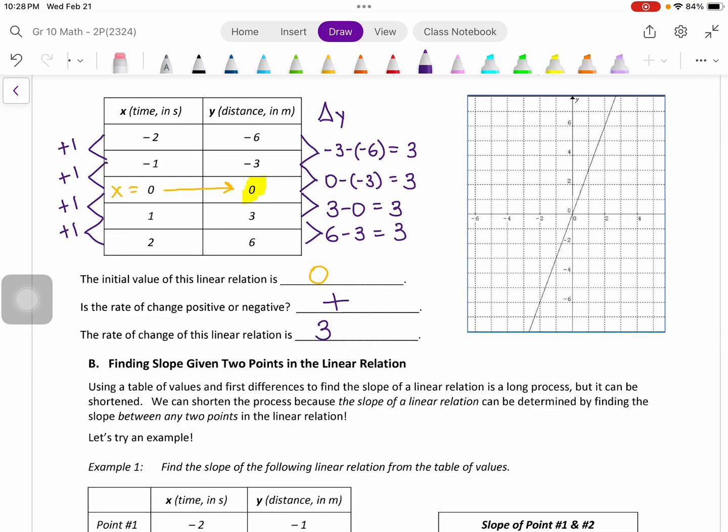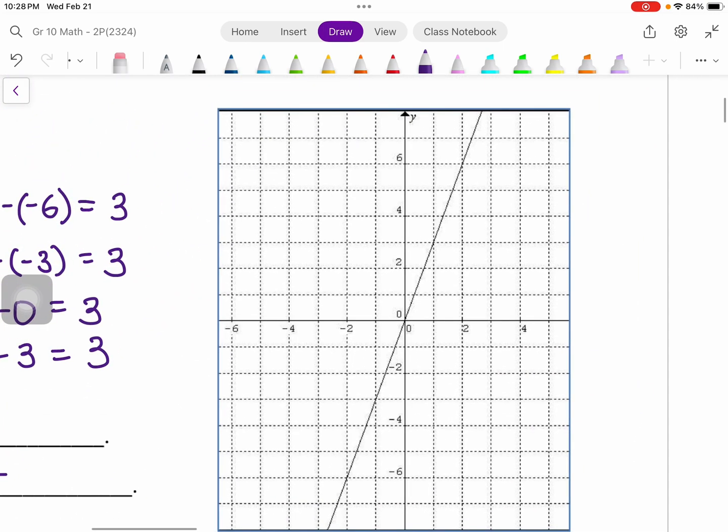Remember, we can also do it from a graph, so I can find some points. So we have a point here at 0, 0. There's another one here at 1, 3. There's one here at 2, 6, and so on. So we can pick any of these points. I'm going to go from here to here. So my rise here is up 3, and my run is 1, and slope is equal to rise over run, or 3 over 1, which is equal to 3.